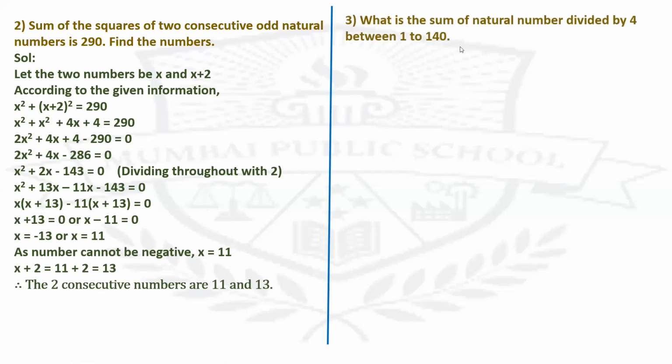Now next question. What is the sum of natural numbers divisible by 4 between 1 to 140? Now this word is very important in the question: between. When this word comes, between, you don't have to consider 140. Understand? You don't have to consider 140.